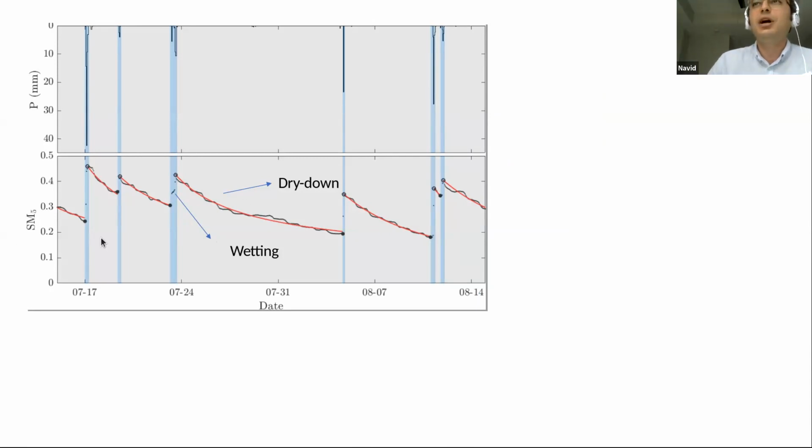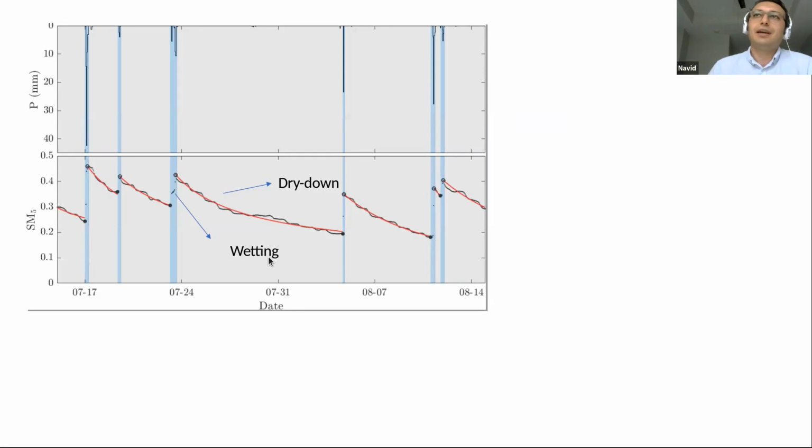In the bottom plot, I'm showing the time series of the soil moisture anomalies or changes. Basically, when there is precipitation, soil moisture increases, which we call the wetting period. And then when there is no rainfall, because of evaporation, evapotranspiration, and drainage, soils dry down. So those are the two phases of the soil moisture dynamics.